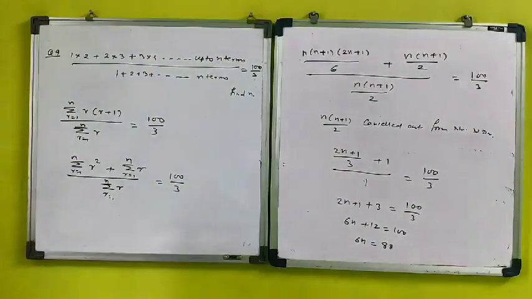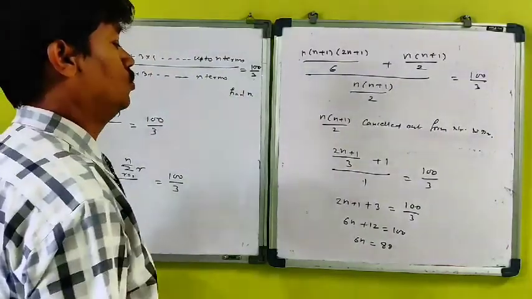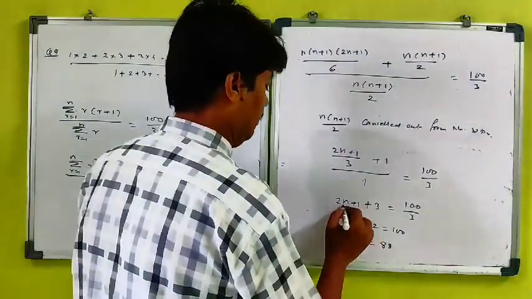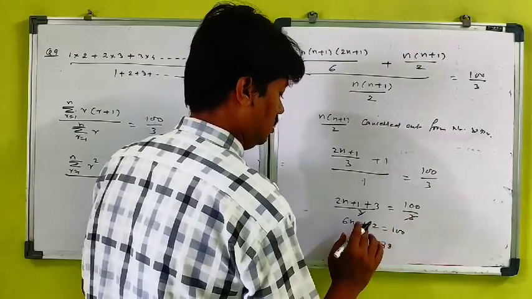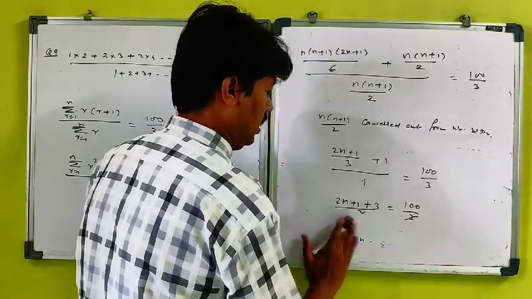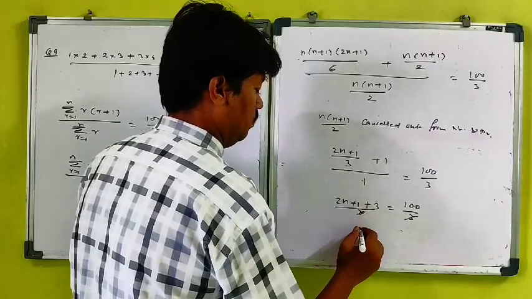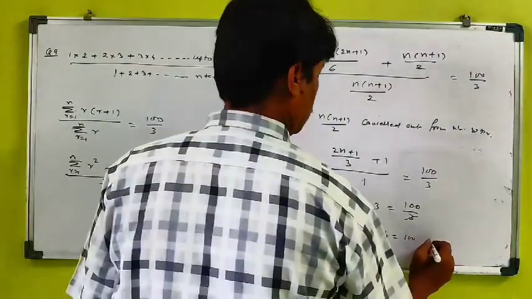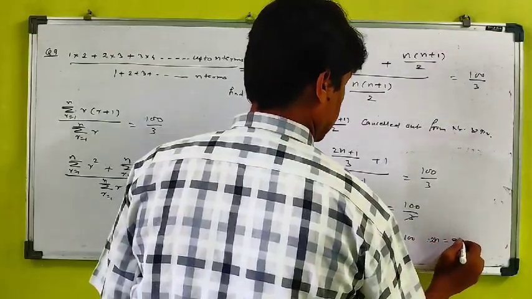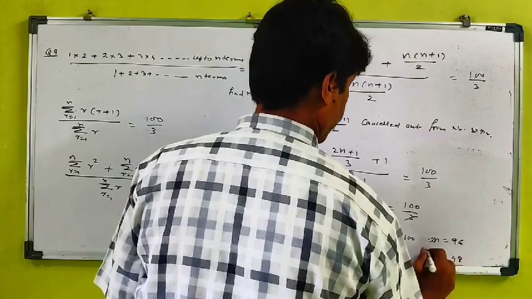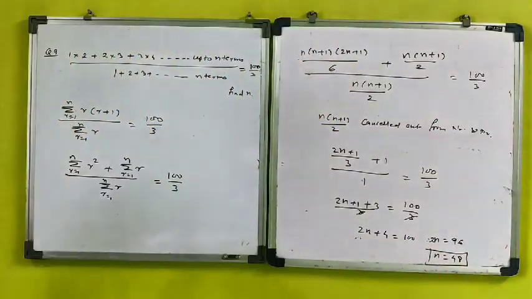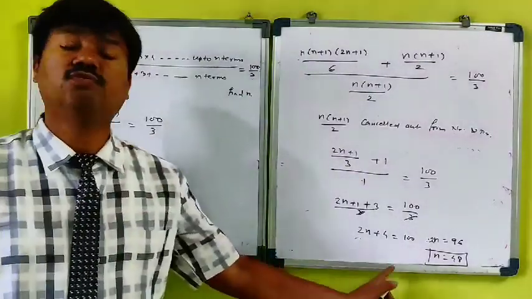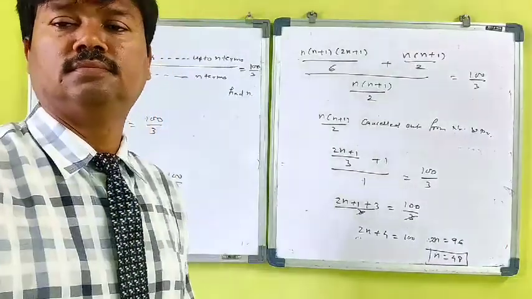It will be 2n plus 1 plus 3 upon 3. Sorry, it is upon 3 that remains. So this 3 cancels. So it should be 2n plus 4 is 100. Yes, so this 2n is equal to 96. So n is equal to 48. So the answer is n should be equal to 48 here. So it is n is equal to 48. That's the correct answer for this.